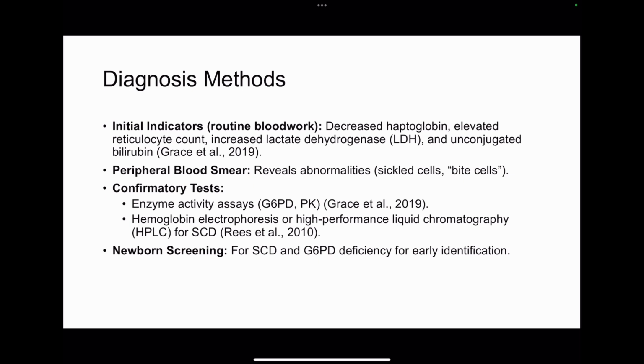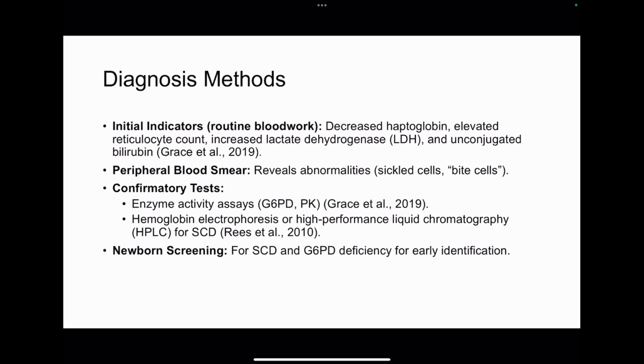So, a peripheral blood smear can provide crucial clues by showing specific abnormalities, such as in sickle cell, it would show sickle cells, or the bite cells that I showed earlier with those like little chomps in them, is what it looks like for the G6PD deficiency.